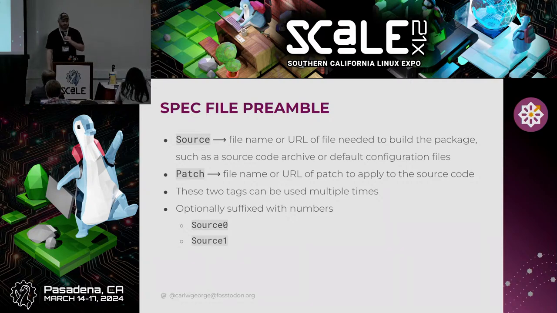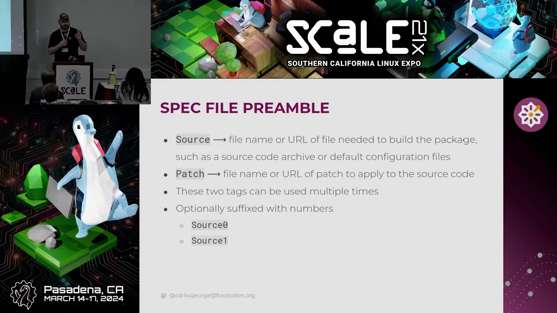More preamble sections. The source. This is going to be a file name or a URL to a file that you need to build the package. The first one you'll see usually is the source code archive link, like a GitHub download URL, or if the upstream project has their own file server where they publish their archives, their tarballs, you could use that. You could also use it for things like a default configuration file that maybe is just local with your spec file, maybe it's at a URL somewhere online. It can be either one.